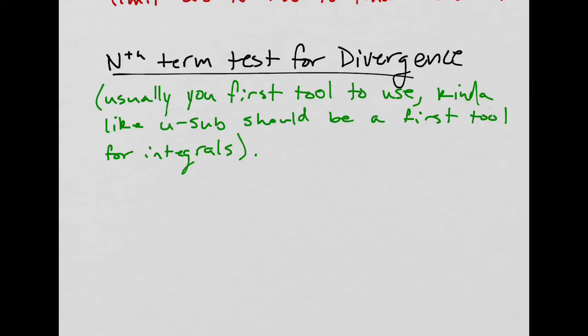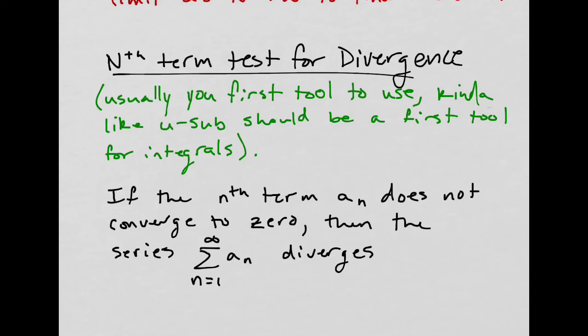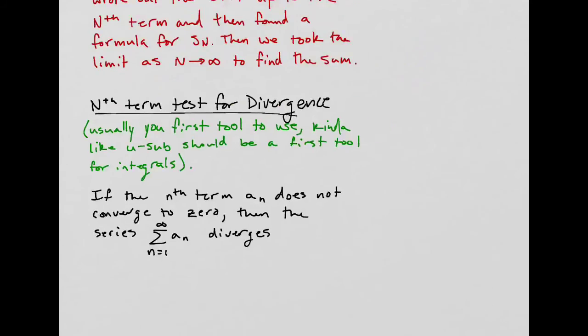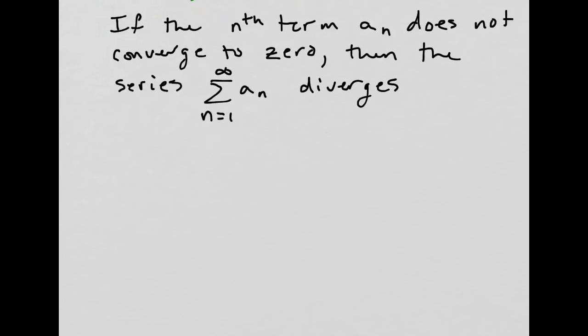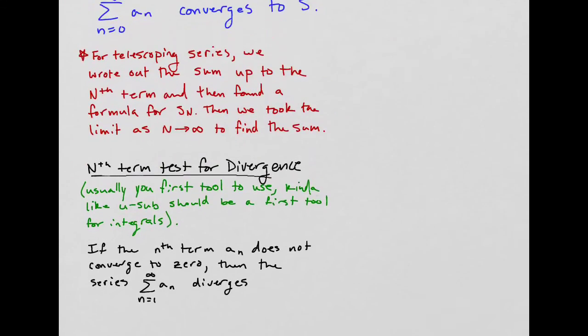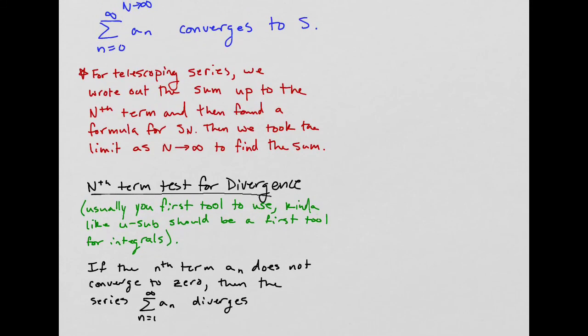I relate it to u-sub, because u-sub is a really simple tool that you can use for evaluating integrals. So this is just as simple as u-sub, but you should always try u-sub first because it's easy. And you should always try the nth term test for divergence when you're looking at series, because it's easy. So let's look at what it is. Actually, let's stop this one, and we'll do examples for divergence in the next couple videos.